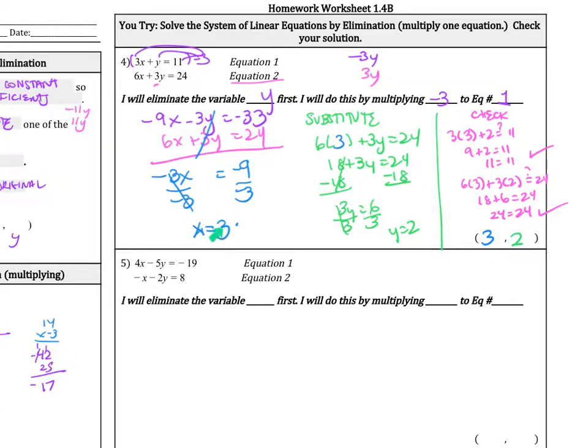Once I figure out my x value, I plug it back into one of the equations. In this case, I plugged it into equation 2. So I plugged in 3, my x is 3, into there. And so 6 times 3 is 18, plus 3y equals 24. Then I subtracted 18. So then I get 3y equals 6, or y equals 2. Then I did a check to make sure it was correct, and I know for a fact that it did. So this is (3, 2).